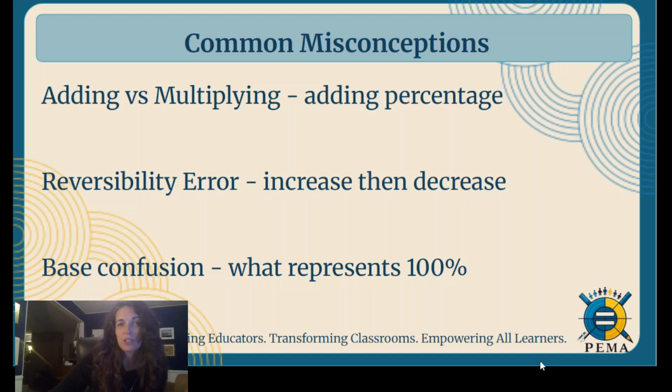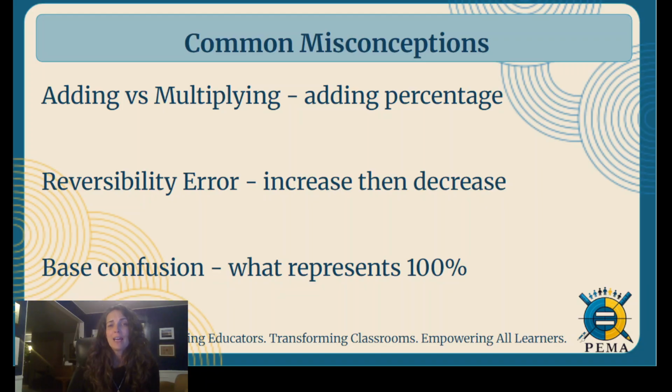Common misconceptions you want to look out for is that students have a tendency to add percent. If we want to find percent increase and we say, oh, 20% more, they'll just add literally 20 on top of their original amount. Another common mistake is the reversibility error, where they think, I have my original amount, I'm going to increase it by 25%, and then if I decrease that amount by 25%, they think they're going to come back to the same spot. And it doesn't work that way because those are 25% of two totally different numbers. And also in word problems, sometimes they have a hard time figuring out what's the original amount.